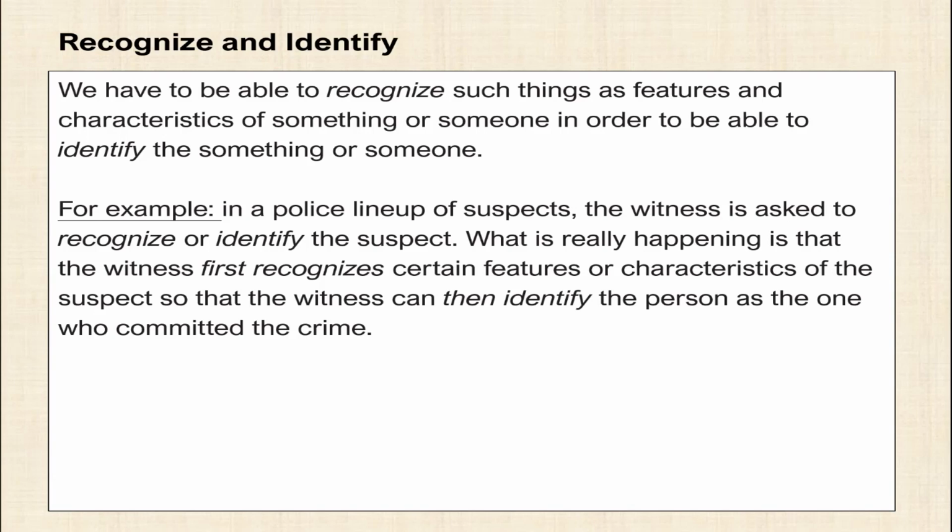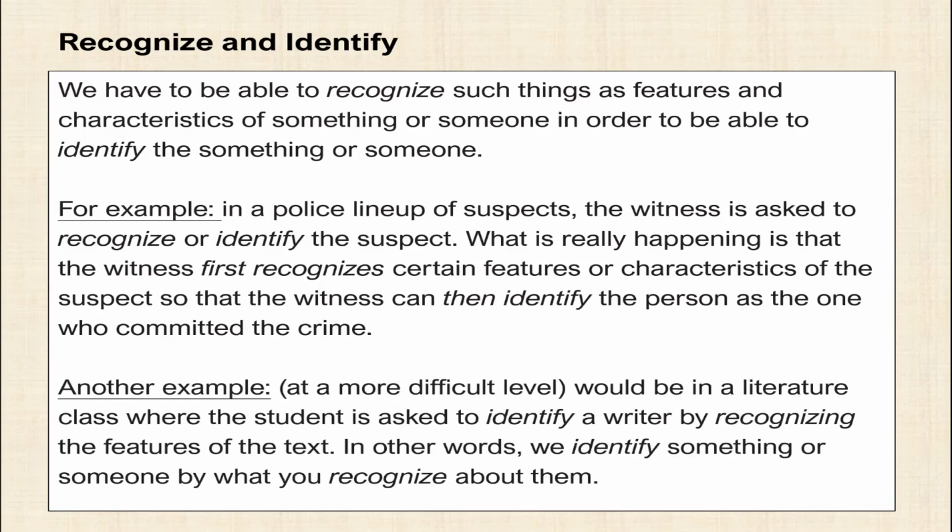Well, what is really happening is that the witness first recognizes certain features or characteristics of the suspect so that the witness can then identify the person as the one who committed the crime. So you need to recognize things to be able to make the identification. Here's another example at a more difficult level. This might be in a college or university literature course.